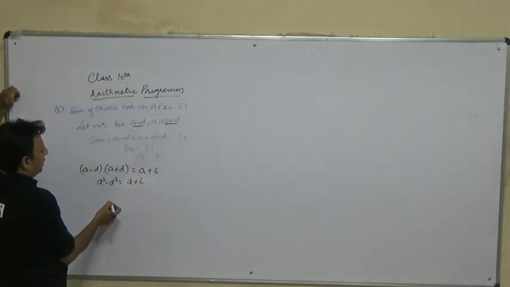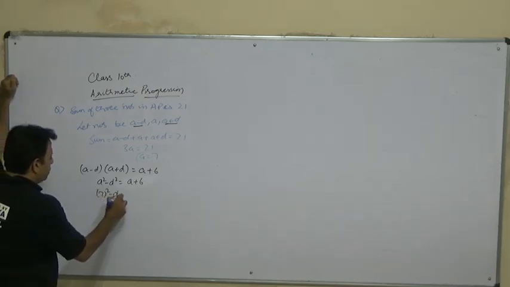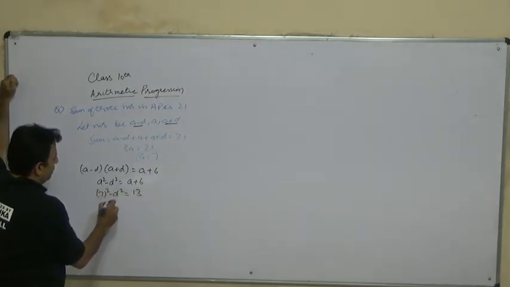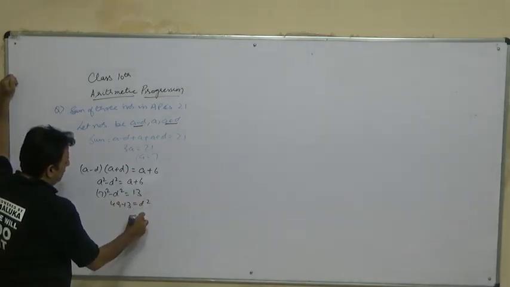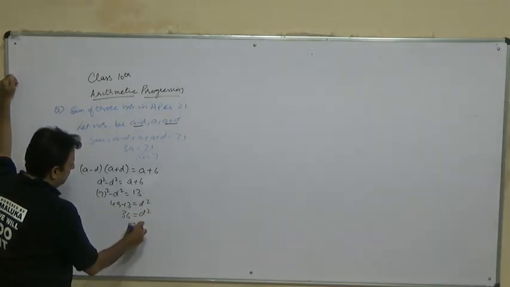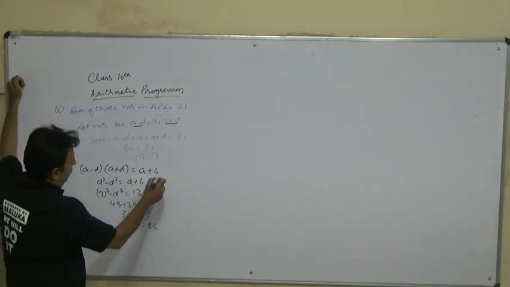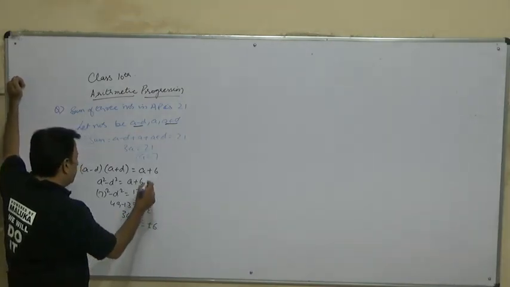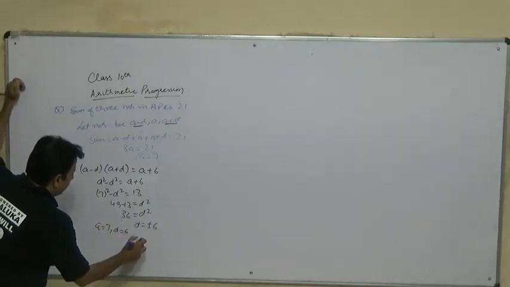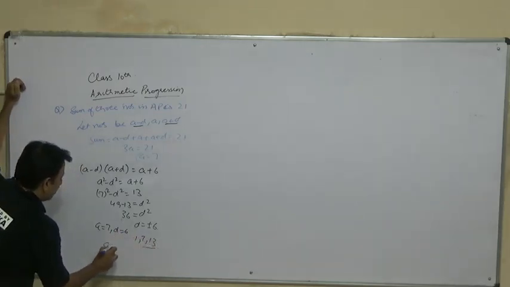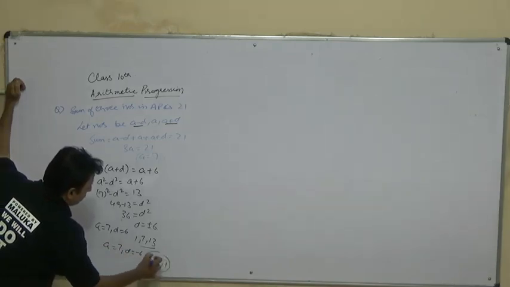Put the value of a. What is a here? 7. So this will be 7 square minus d square is equal to 7 plus 6, 13. So this will be 49 minus 13 is equal to d square, is equal to 36, d is equal to plus minus 6. So now we can find the answer. For a is equal to 7 and d is equal to 6, it will be 1, 7, 13. And when a is equal to 7, d is equal to minus 6, it will be 13, 7, 1. These will be the numbers.